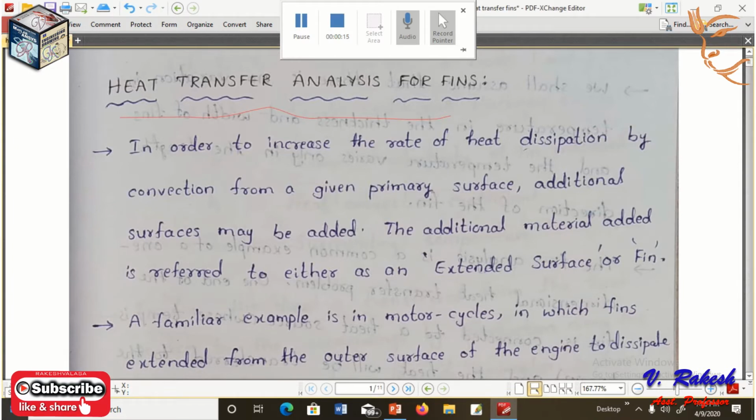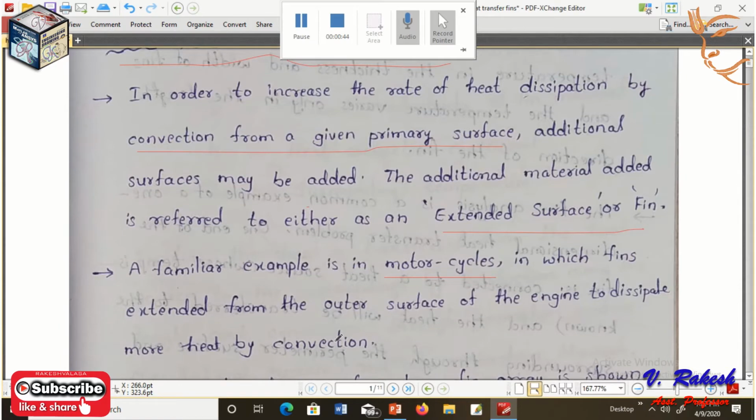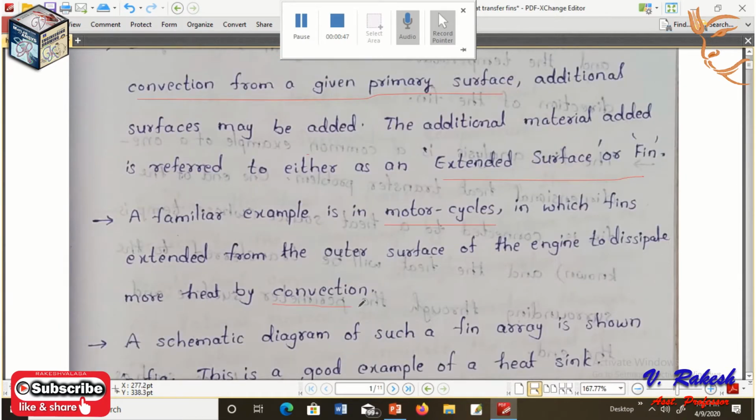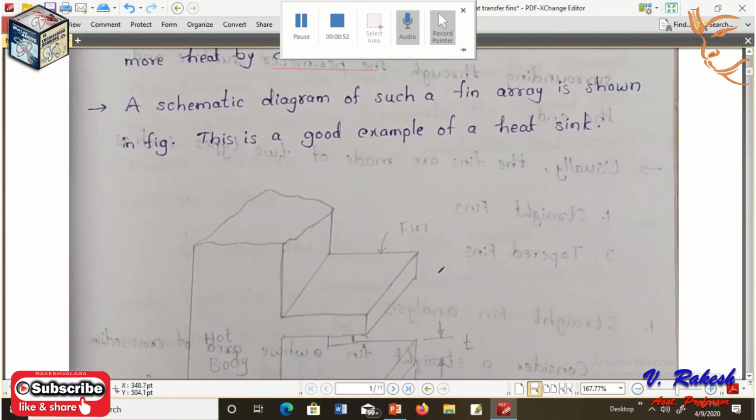In order to increase the rate of heat dissipation by convection from a given primary surface, additional surface may be added. The additional material added is referred to either as extended surface or fin. A familiar example is in motorcycles, in which fins extended from the outer surface of the engine dissipate more heat by convection. A schematic diagram of such a pin array is shown in the figure. This is a good example of a heat sink.